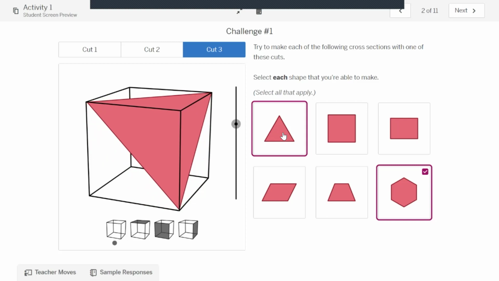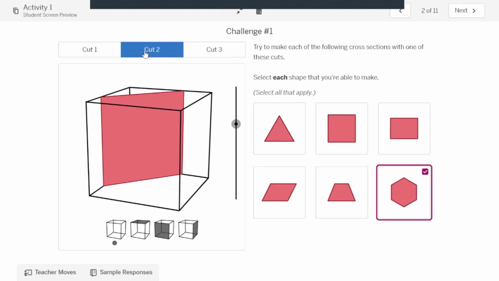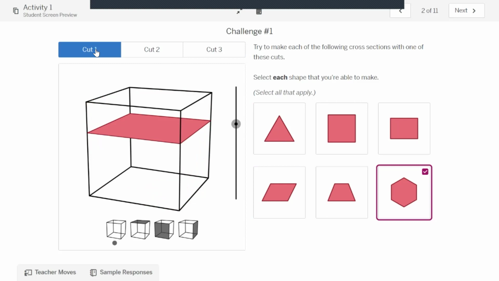And there's a triangle. Okay. There's a square. There's the rectangle. So I think we got them all. Moving on.